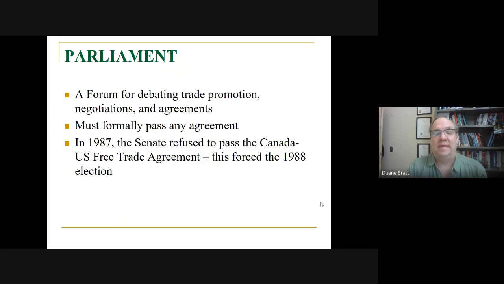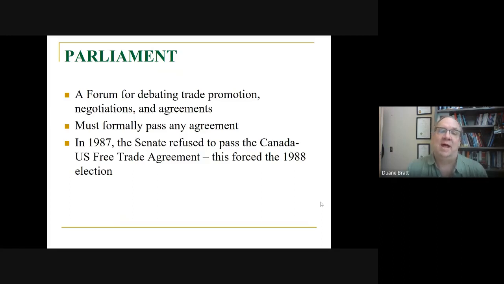As I mentioned at the beginning, usually in a majority situation, that's pretty straightforward. But notably, in 1987, the Senate, which was dominated by the Liberal Party, refused to pass the Canada-US Free Trade Agreement that had been negotiated by Mulroney's Progressive Conservative government.